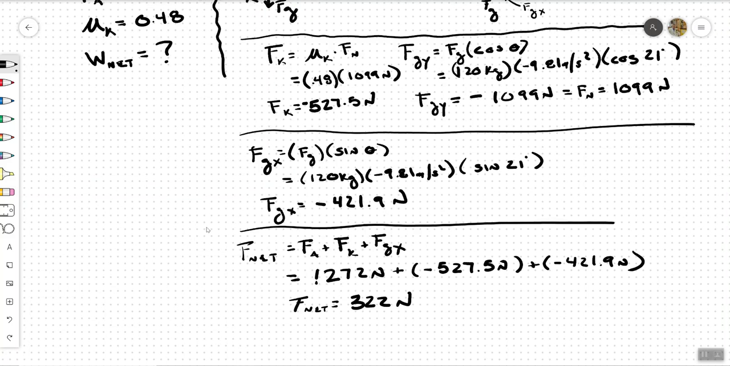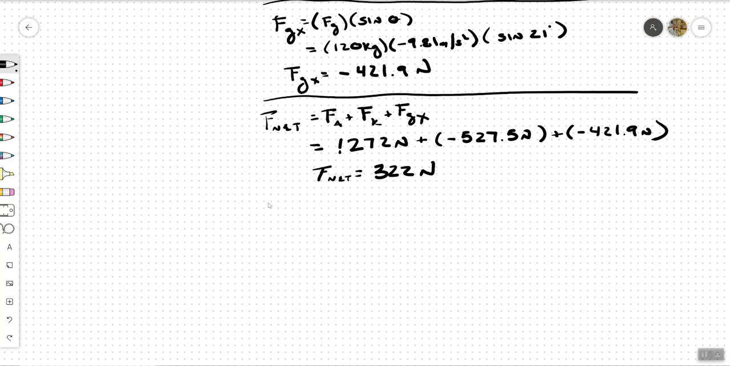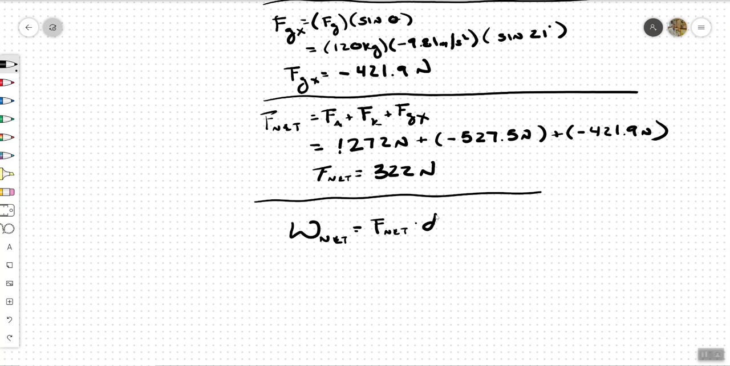And we know that the total work done, net work, is equal to the net force times the displacement. In this case it's 12 meters, so 322 newtons times the displacement, which was 12 meters. So the total work done in this system is around 3,864 joules.